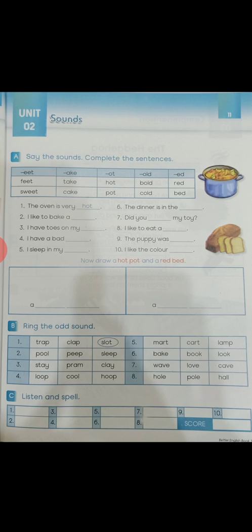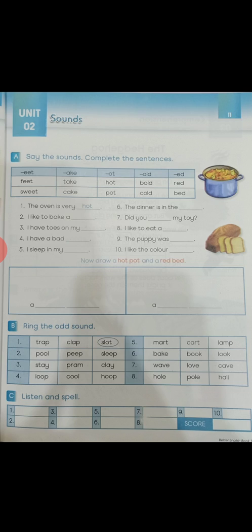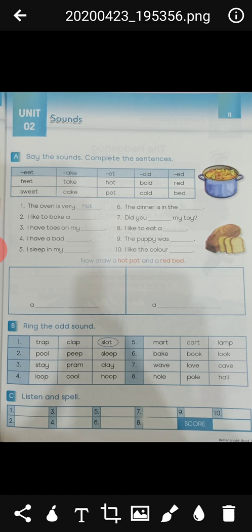Next one, number 2, pool, peep, sleep. Which has a different sound? Pool. That's right, pool. So you will circle pool. Number 3, stay, pram, clay. Now stay and clay have same sounds. AY, clay, stay. But pram is a different sound, so we will circle pram.